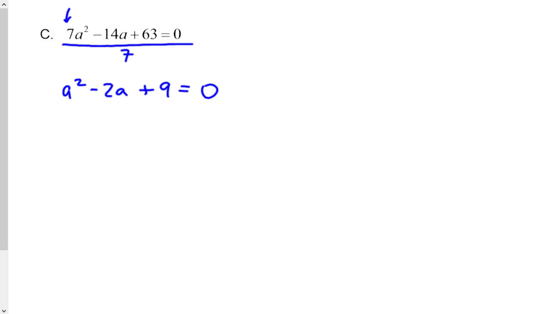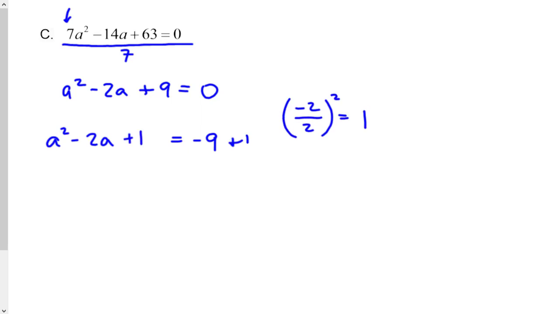So to solve this, I'm going to move the constant to the other side. And if I take negative 2 divided by 2 squared, it's going to be positive 1. So I'm going to add 1 to both sides. So this becomes a minus 1 quantity squared equals negative 8, or a minus 1 equals the plus or minus square root of negative 8.